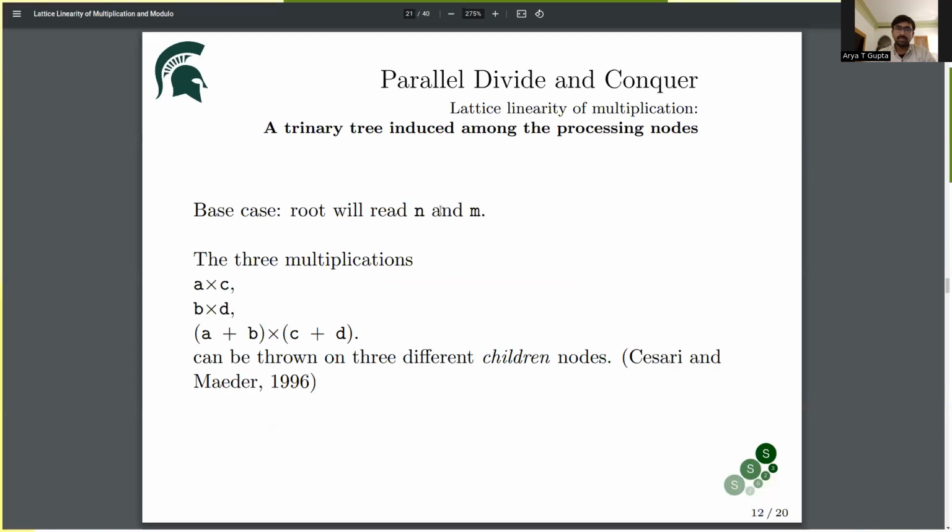How do we parallelize this? The computing nodes induce a trinary tree among themselves. The base case is that the root will read the value of n and m, and the 3 multiplications are thrown to 3 different children nodes. And this method was proposed by Cesari and Meader.